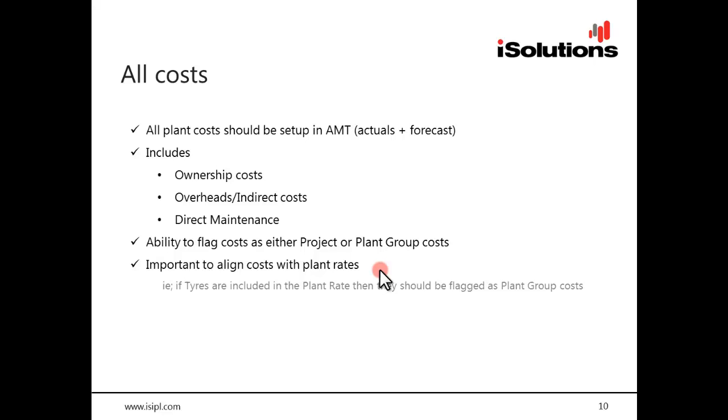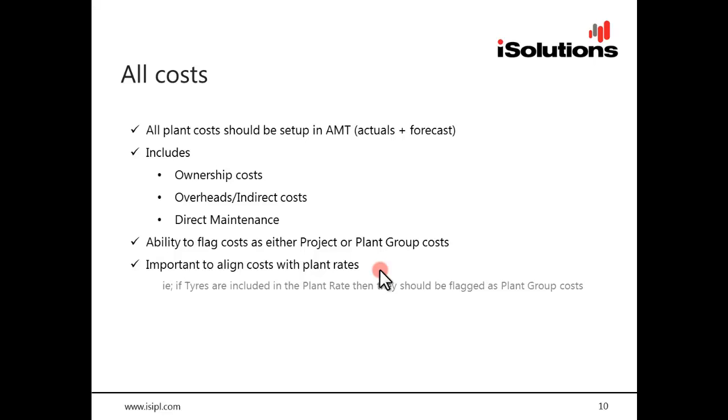So another way of looking at this is any cost that the plant rates, your plant invoicing, is designed to recover, you want to have those actual costs being captured in AMT. So that when you are looking at reports that show revenue versus costs, you're looking at an apples with apples comparison. So it is really important to make sure that when you structure your setup of your costs, it aligns to the setup of how you're going to be charging the invoicing or the revenue for that asset.